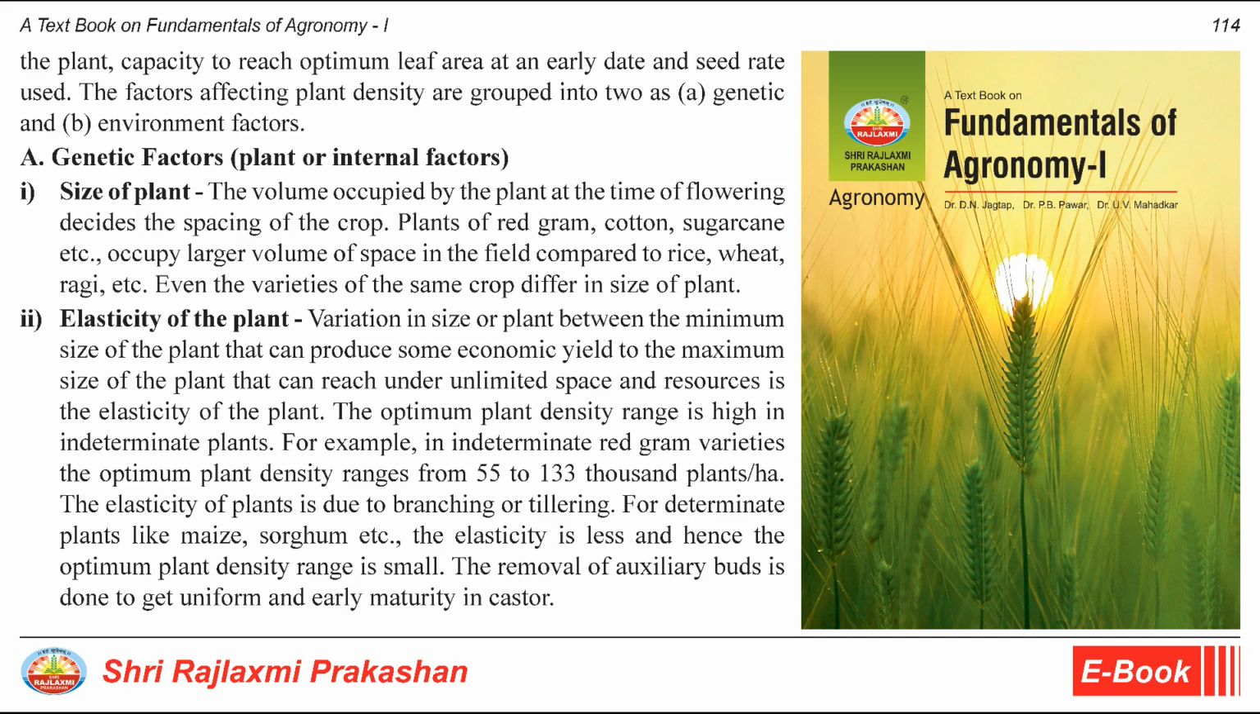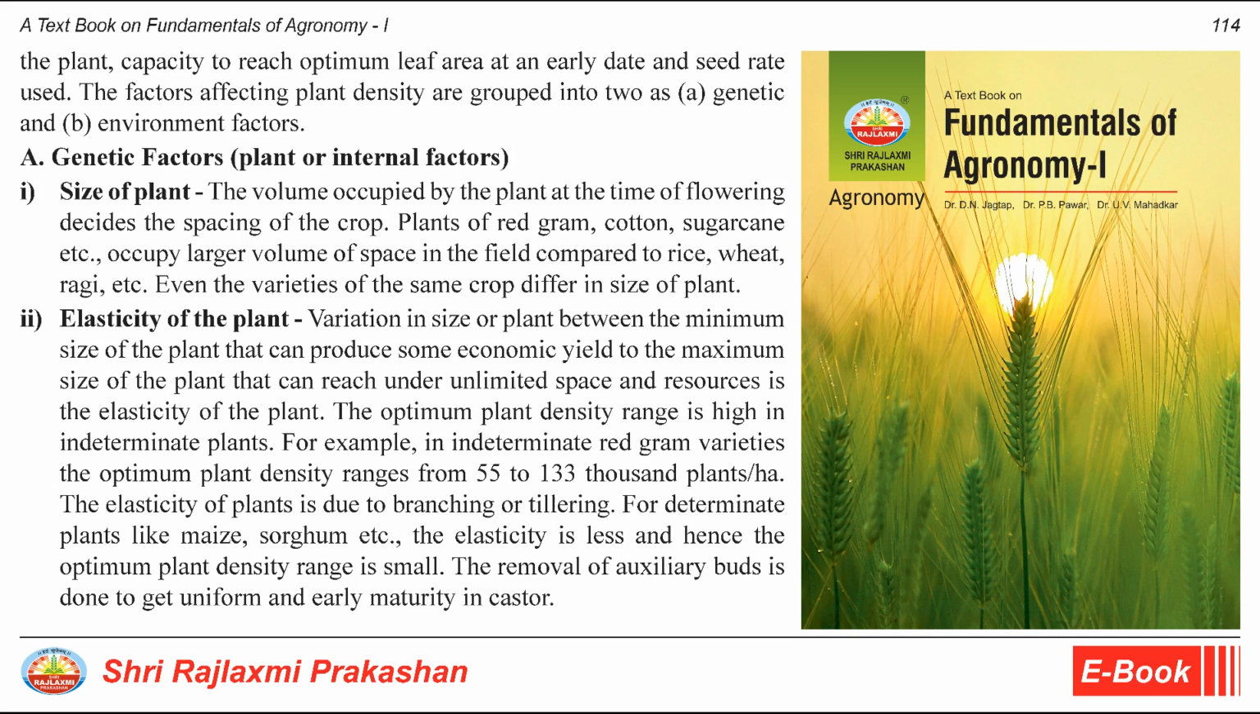Number 1. Size of plant. The volume occupied by the plant at the time of flowering decides the spacing of the crop. Plants of red gram, cotton, sugarcane, etc. occupy larger volume of space in the field compared to rice, wheat, ragi, etc. Even the varieties of the same crop differ in size of plant.